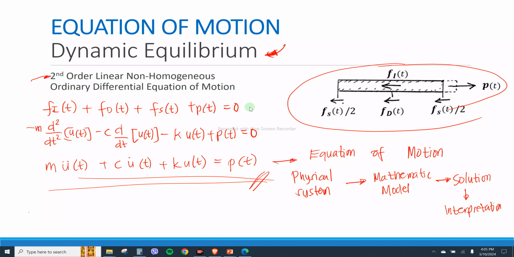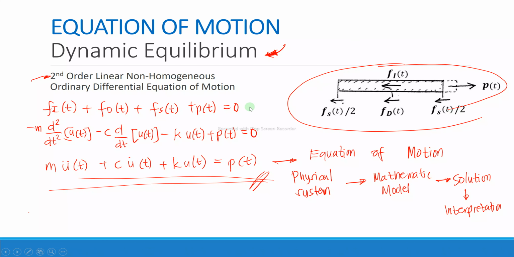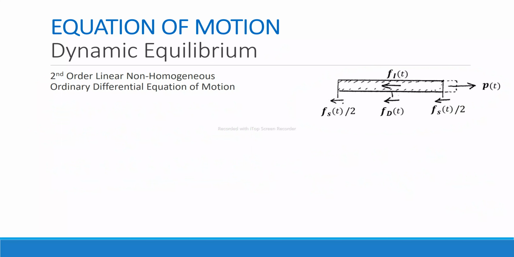Okay, let's continue with our discussion on structural dynamics. Now, this is a topic under structural dynamics. So we already have our equation of motion, no? That is a second order linear, non-homogeneous ordinary differential equation. So this is the equation of motion. It's equal to P of t, or dynamic force P of t.